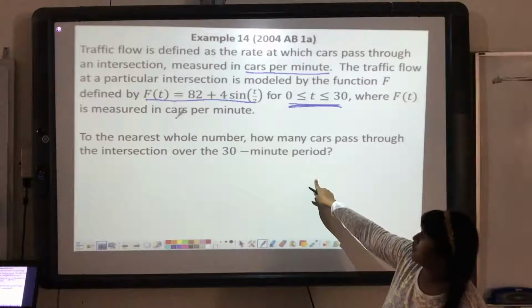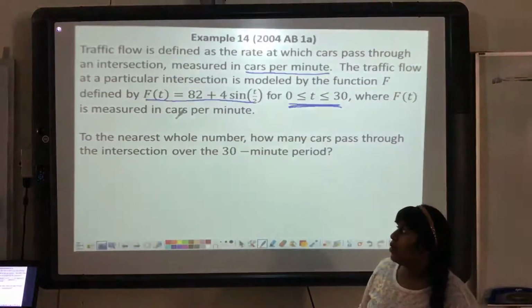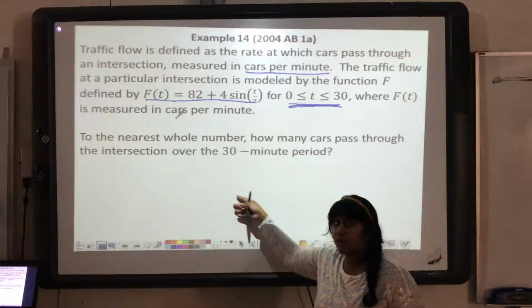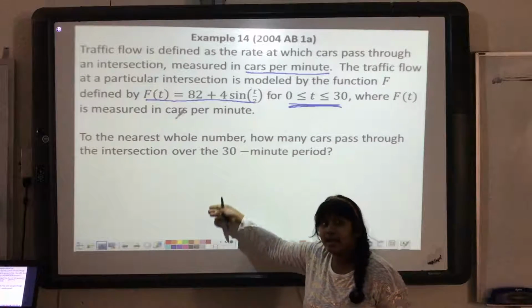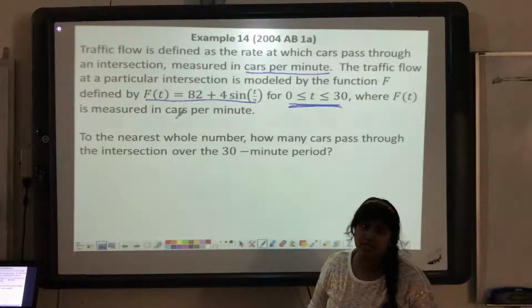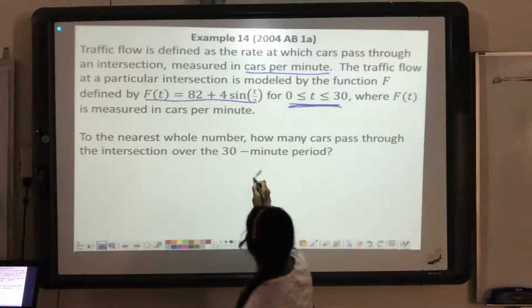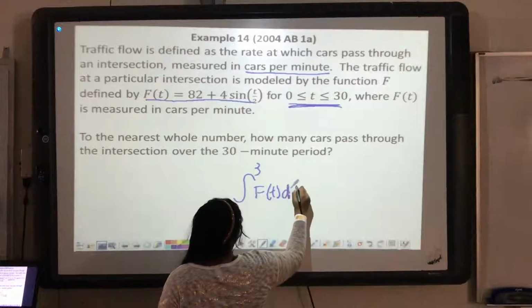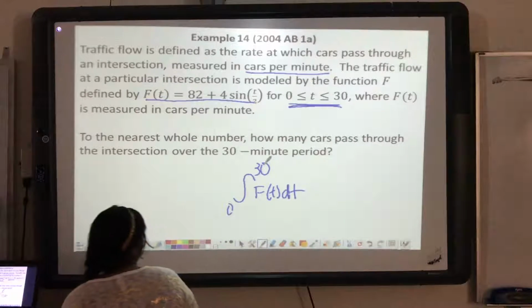But to answer this question, how many cars pass through that? Well, from 0 to 30, that interval, all we're looking for, how many cars are passing through, is that area, that net area. Well, what do we know about net area? Isn't that just our definite integral? So we can evaluate that from 0 to 30 of my f of t dt. That says 30, I promise.